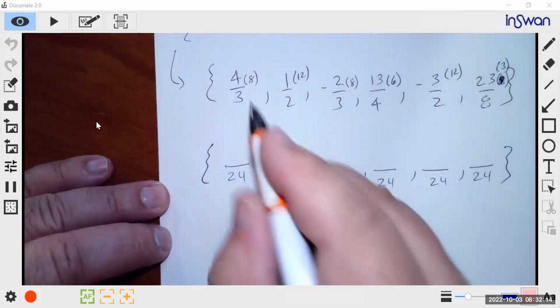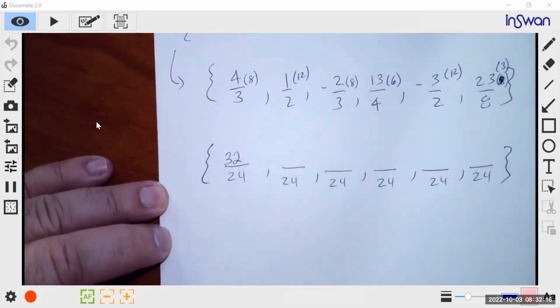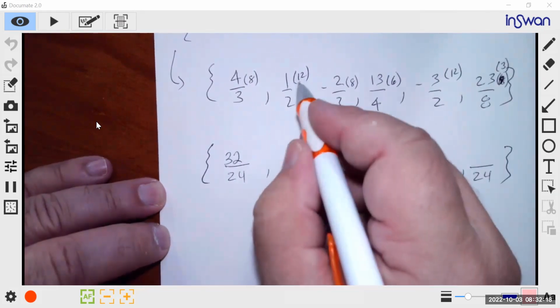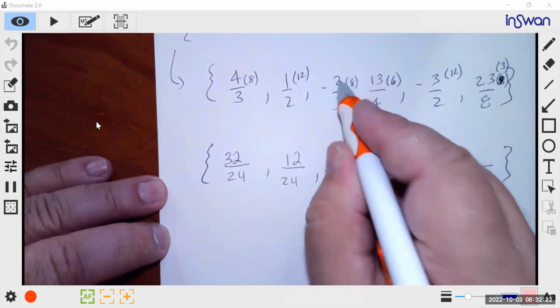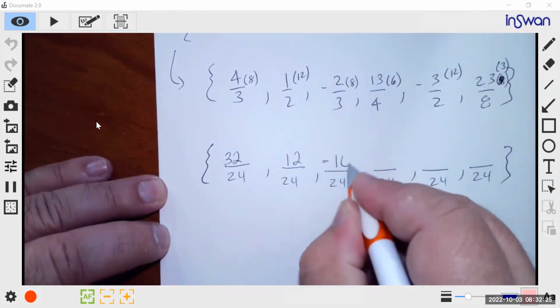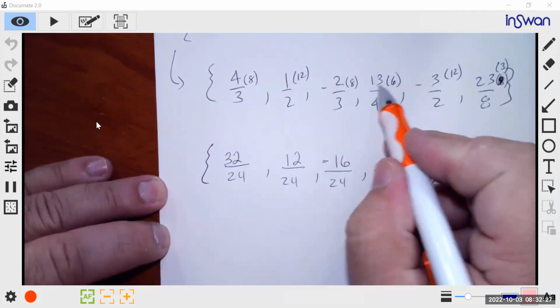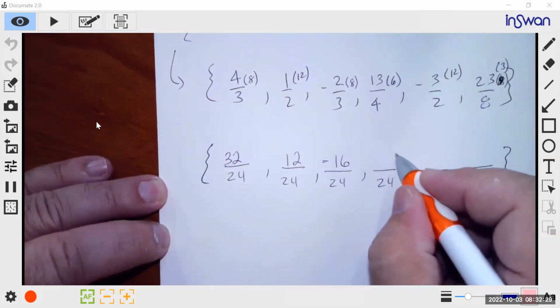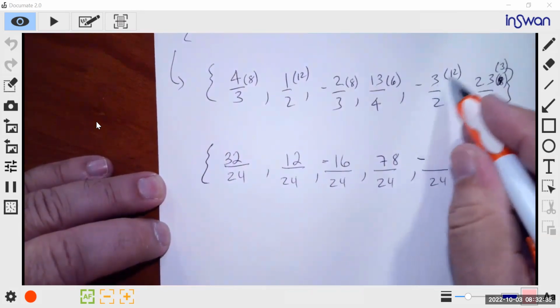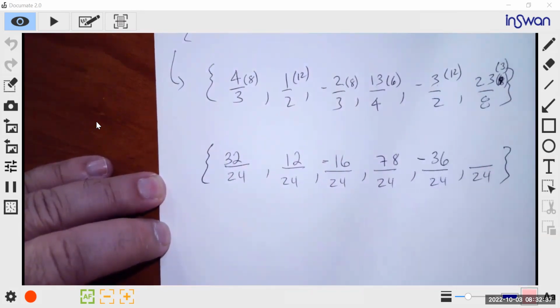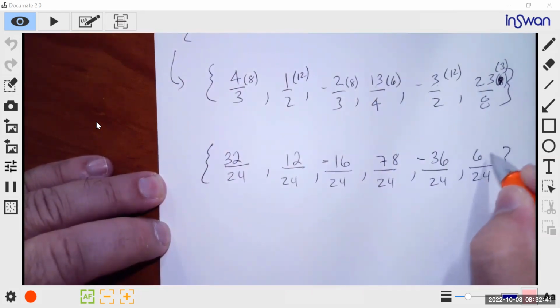4 times 8, 32. 12 times 1, 12. 8 times 2, 16. 13 times 6 is 78. 3 times 12, 36. 23 times 3, 69.